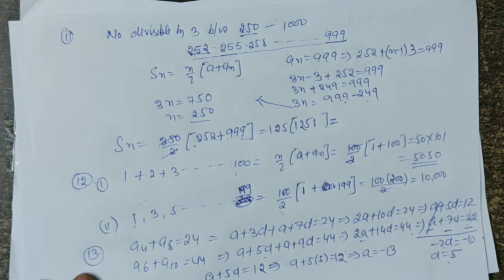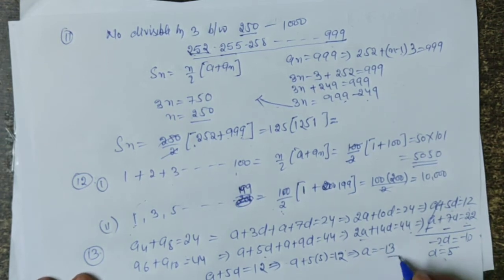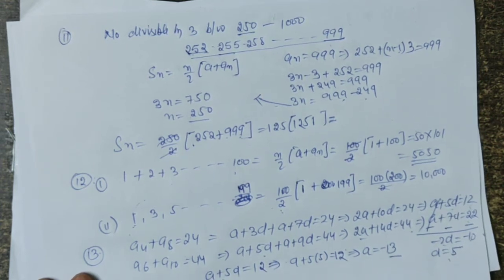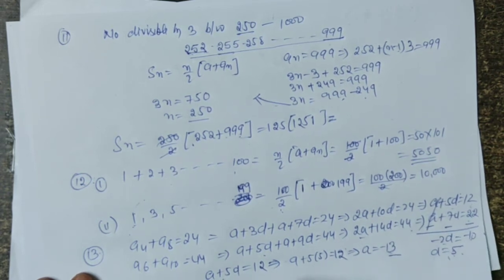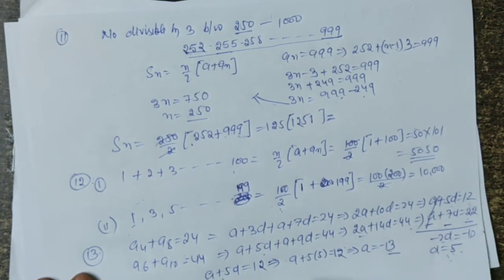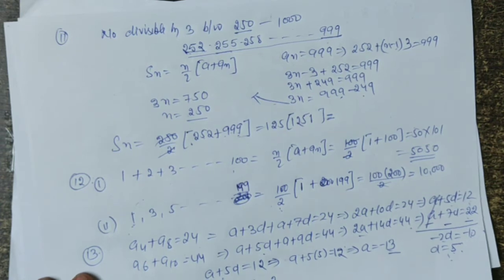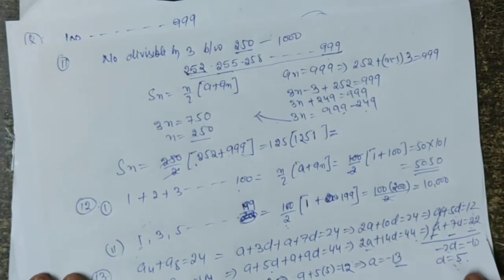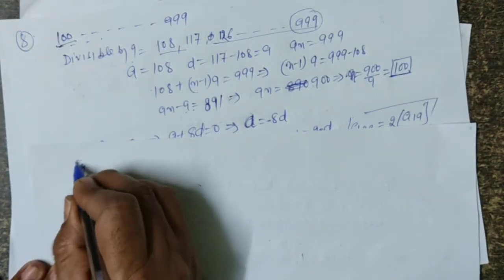What is the question, beta? Find the first 4 terms. Okay, find the first 4 terms. Therefore, a is minus 13. d is 5. The second term will be minus 13 plus 5. Then minus 13 plus 10, and then the last one is 2. That is a, a plus d, a plus 2d, a plus 3d. Got it? These are the first 4 terms.